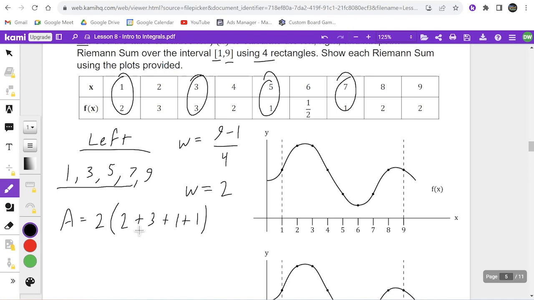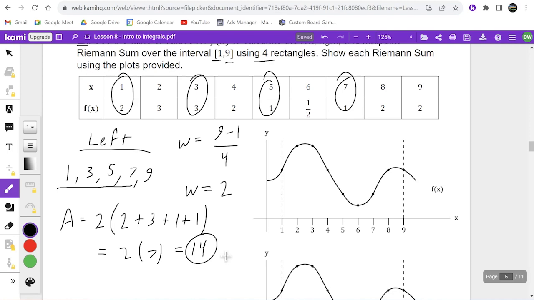And if I do this in a calculator or just do it with mental math, I'm going to get my area. 2 plus 3 plus 1 plus 1 is 7. 2 times 7 is 14. The area is going to be 14. And that's an approximation for the area under this curve.